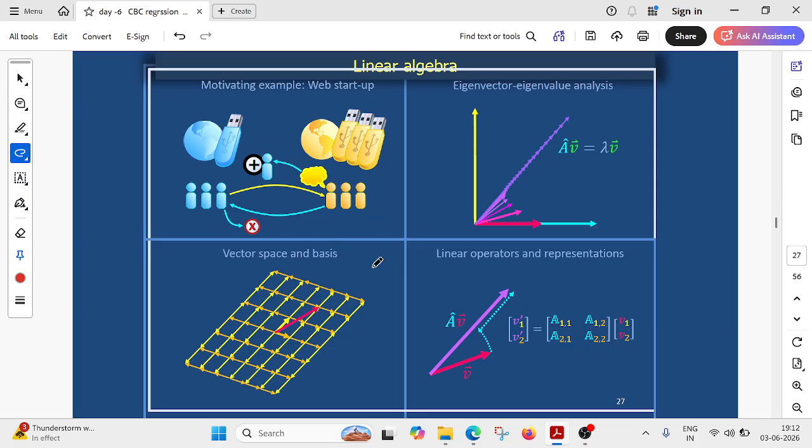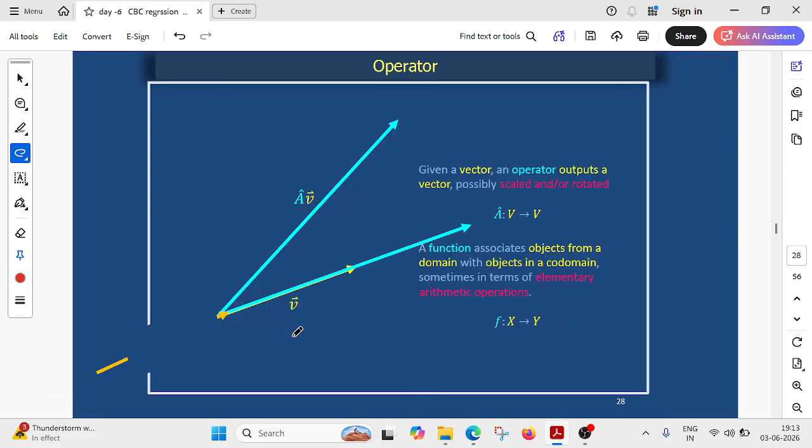Next, moving on, motivating linear algebra by using eigenvalue problems. Same, Ax equals lambda x, or AV bar equals lambda V bar. Same, I have taken two-dimensional only. This is the vector space and basis. And then given an operator, look here, AV and V: given a vector, the operator outputs that vector possibly scaled or rotated. Just now we didn't discuss the rotation. We are discussing only the scaling, right?